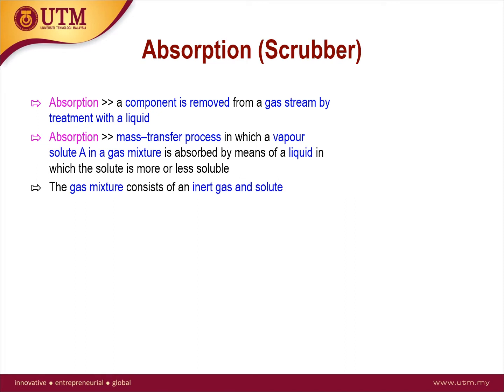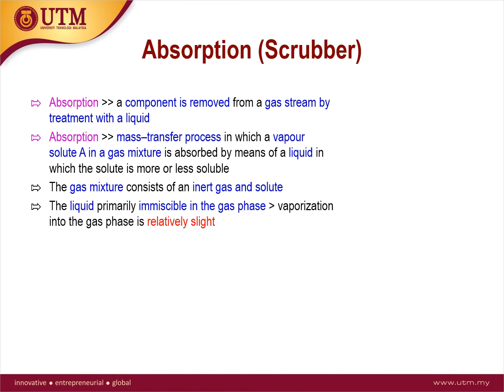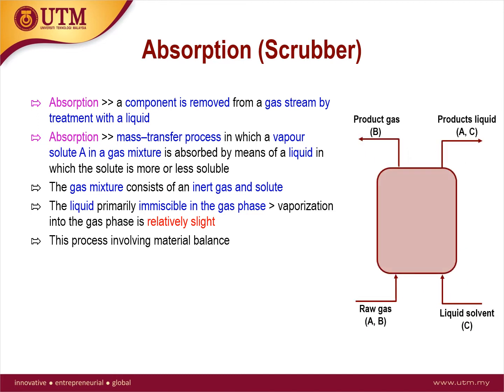The gas mixture consists of an inert gas and solute. The liquid is primarily immiscible in the gas phase. Vaporization of liquid into the gas phase is relatively slight. This process involves only the material balance. The schematic diagram of the absorption process by using a scrubber is presented here.